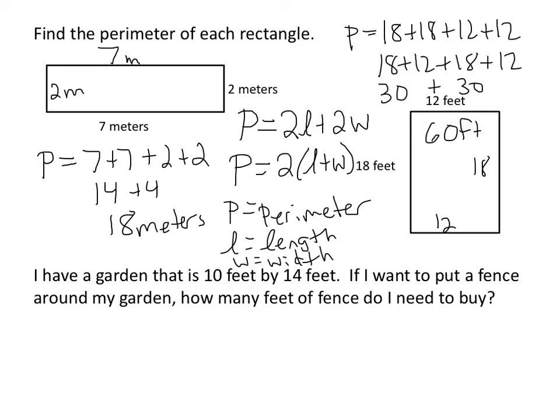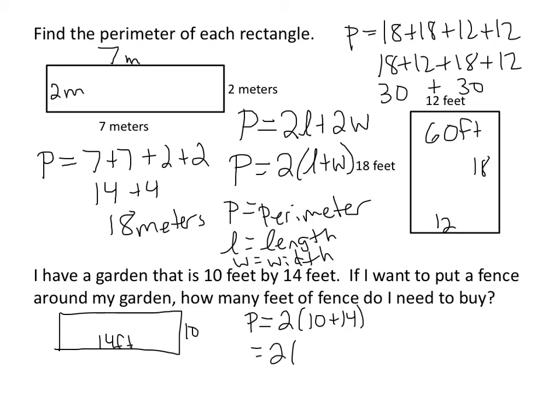Alright, so pause the video and see if you can figure the next one out on your own. I have a garden that is 10 feet by 14 feet. If I want to put a fence around my garden, how many feet of fence do I need to buy? So if it helps, you can always draw a picture. Here's my garden, so it's 10 feet by 14 feet. So I can go, perimeter is equal to 2 times 10 plus 14, which is 2 times 24, or 48 feet.